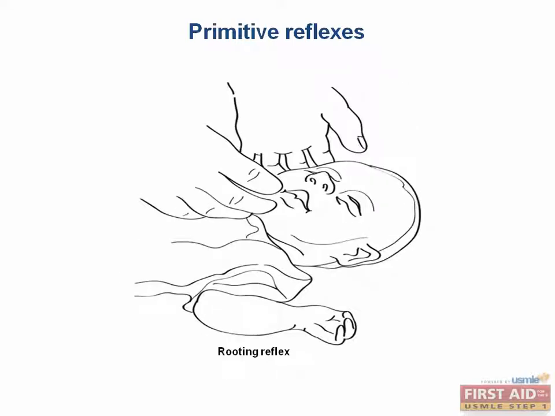Next, we have the sucking and rooting reflexes. This is an illustration of a rooting reflex. Babies intrinsically know how to suck something if it is inserted into their mouth. The rooting refers to the baby turning to one side if the cheek or mouth is stroked, trying to search for food. This reflex lasts until about 2 to 4 months of age.